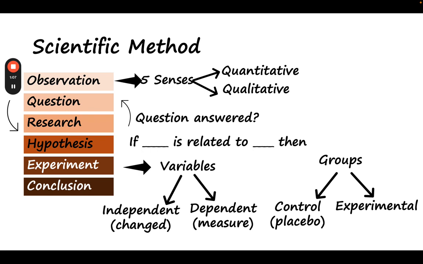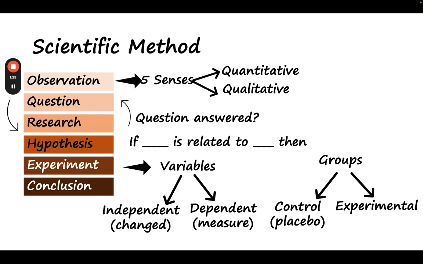The experiment that you conduct then will have some variables. The independent variable is the thing that you determine, the thing that you change. For example, you change the amount of caffeine, or you determine how much time goes by. The dependent variable is the thing that you're measuring. You're measuring the heart rate.